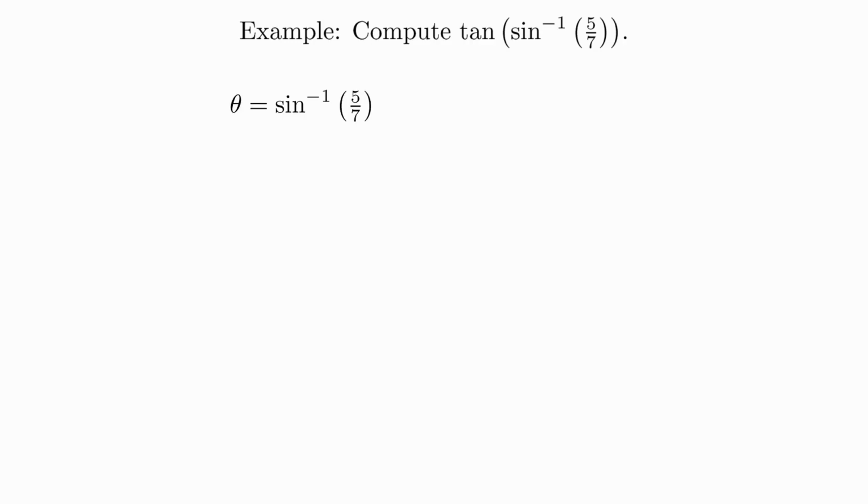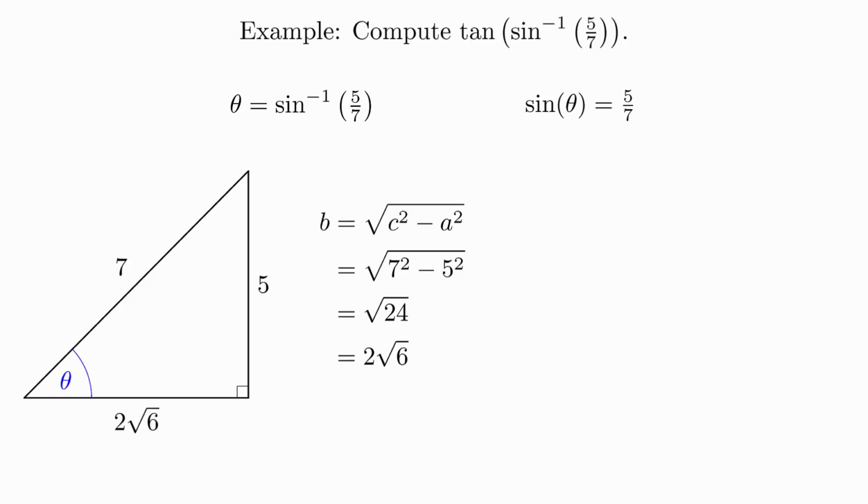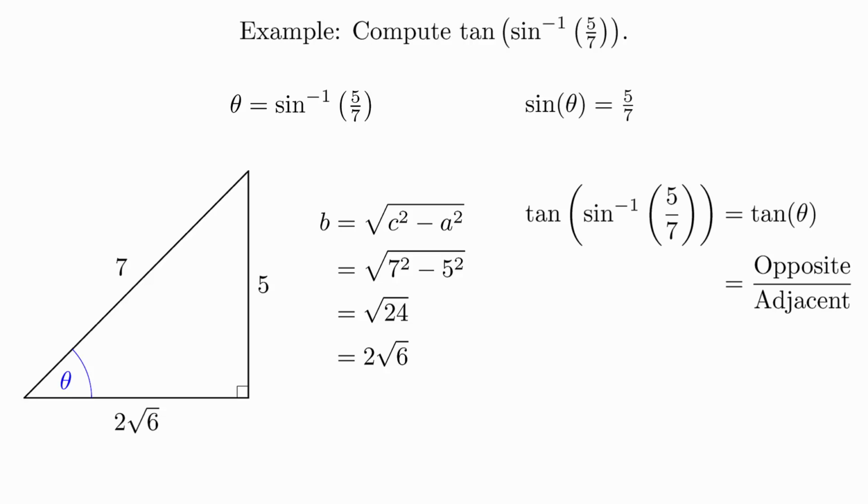For notation, we will let theta equal the inverse sine of 5/7. In other words, theta is the angle such that sine of theta is 5/7. So we draw our generic triangle and label the sides accordingly. We now compute the length of the third side using the Pythagorean theorem. Tangent is opposite over adjacent, and so we have everything we need to complete the calculation.